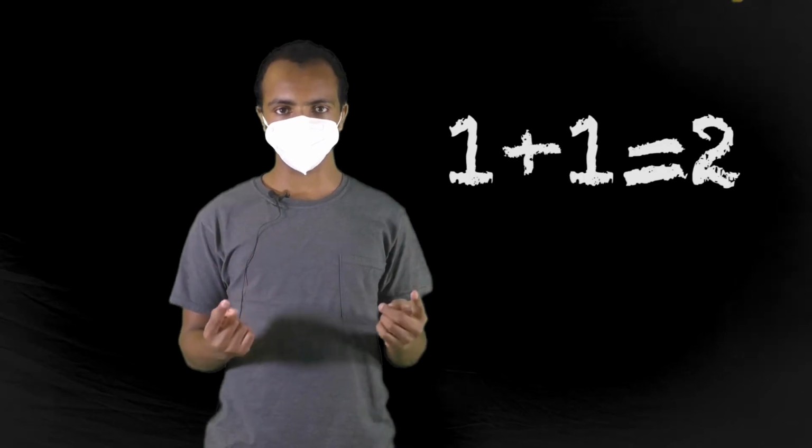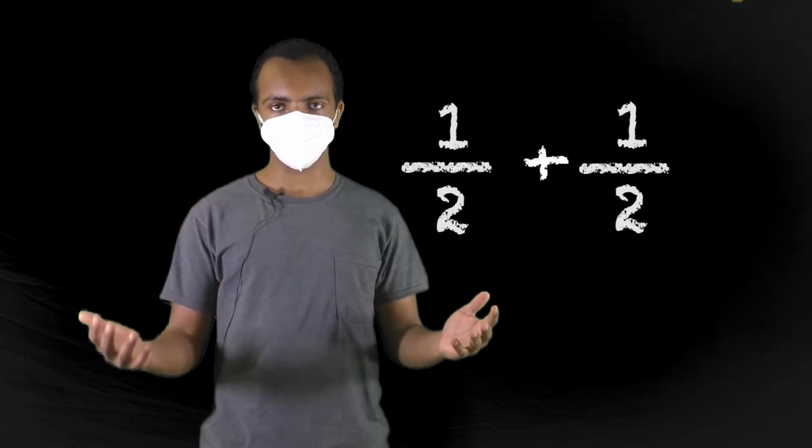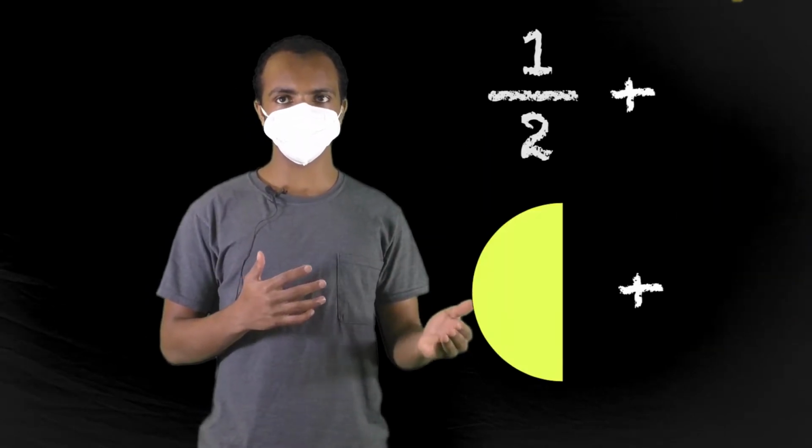So now, just like you add numbers like 1 plus 1 equals 2, you can also add fractions. Let's try to add 1/2 with 1/2. Looking at the cake cut into 2 pieces, what do we get when we add 1/2 of the cake with the other 1/2 of the cake? We end up with a full cake.